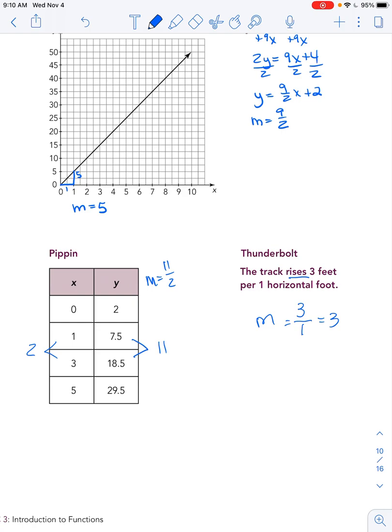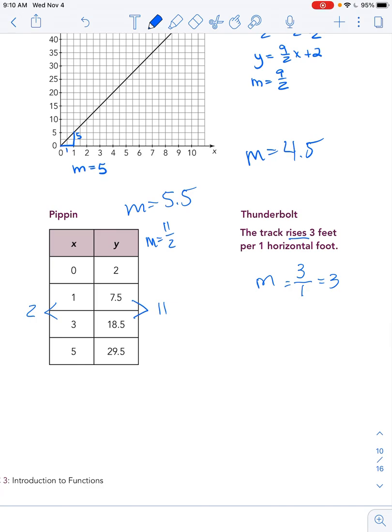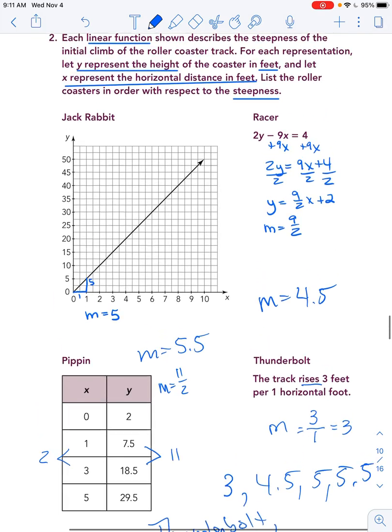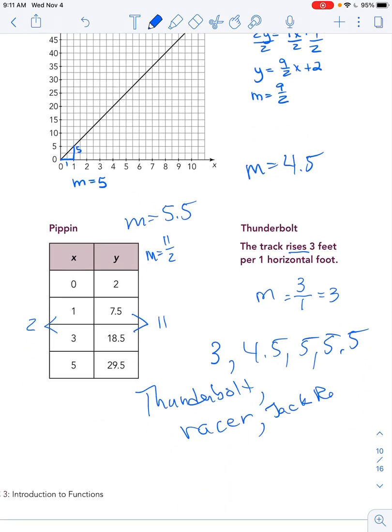Now, in order to do this, it is so much easier if you actually have it in decimal form. So 2 goes into 9 4 times with a half. 2 goes into 11 5 times and a half. So if I look at this, we're going smallest to greatest? Yes. So the smallest slope is 3, then 4.5, then 5, then 5.5. So the 3 is the smallest one, so Thunderbolt. Then 4.5 is Racer. Then 5 is Jackrabbit. And last is Pippin.